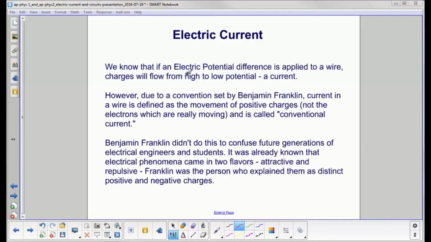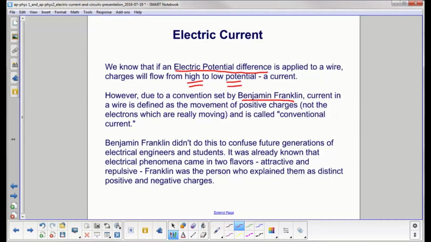We know that if an electric potential difference is applied to a wire or a conductor, charges will flow from high to low potential, which is a current. However, due to a convention set by Benjamin Franklin, we express current in a wire now as the movement of positive charges, not the electrons which are really moving, and we call that conventional current. You can see if you go from high to low potential, you're leaving the positive end of a battery. That means those are positive charges moving.